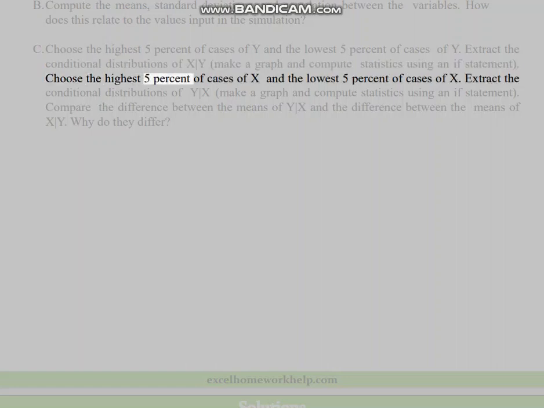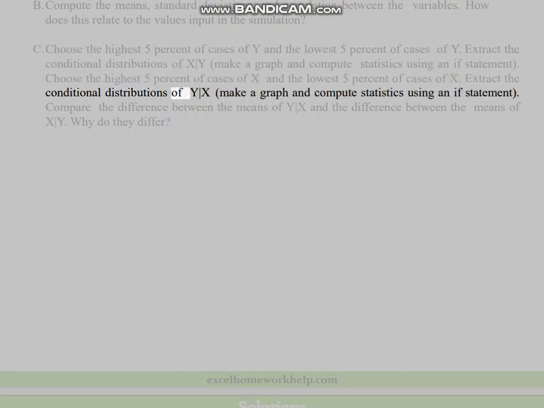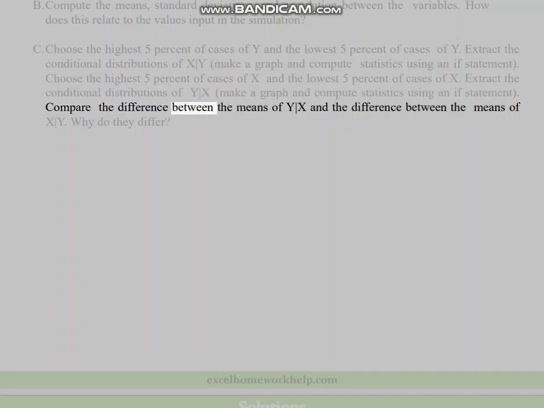Choose the highest 5% of cases of x and the lowest 5% of cases of x. Extract the conditional distributions of y, x. Make a graph and compute statistics using an if statement. Compare the difference between the means of y, x and the difference between the means of x, y. Why do they differ?